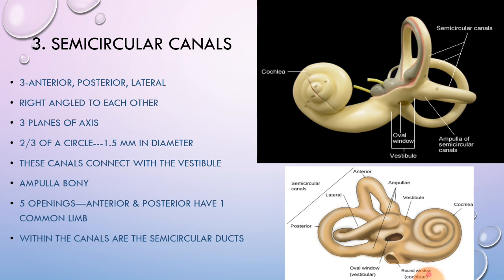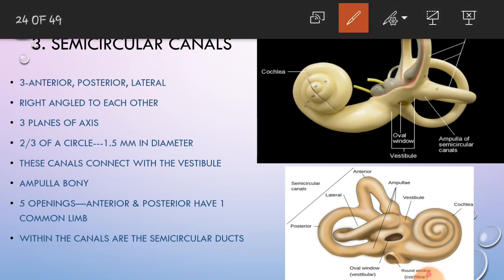These canals connect with the vestibule. As you can see in this diagram, the anterior or the superior one, this is the anterior, we also call it superior, and the posterior semicircular canal. They have two limbs, right? One of the limbs has been dilated, and this dilated portion is called the ampulla. Here is the ampulla of the posterior one, and this is the ampulla of the anterior or the superior one.